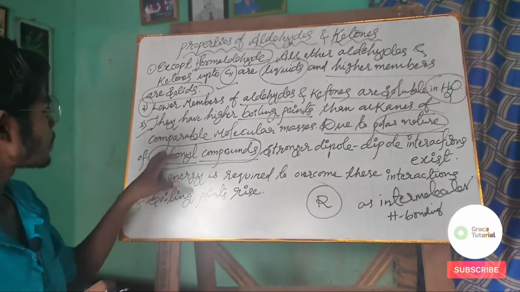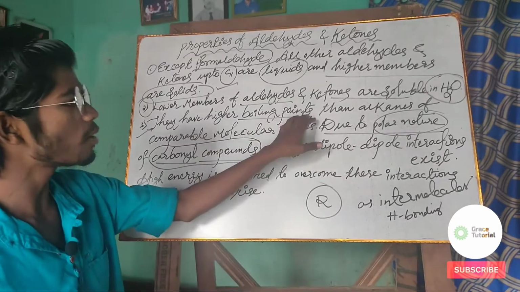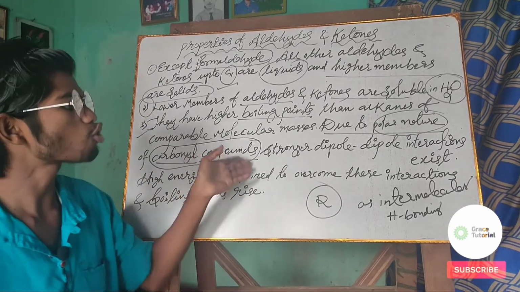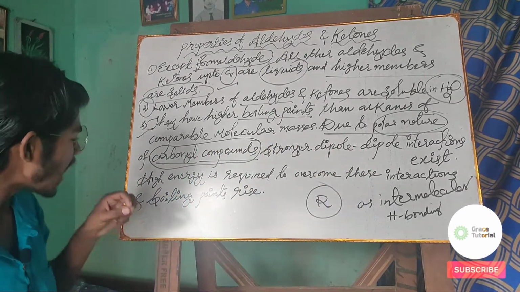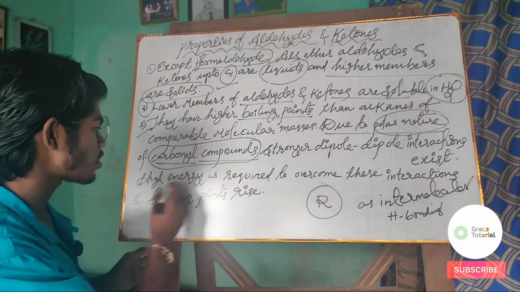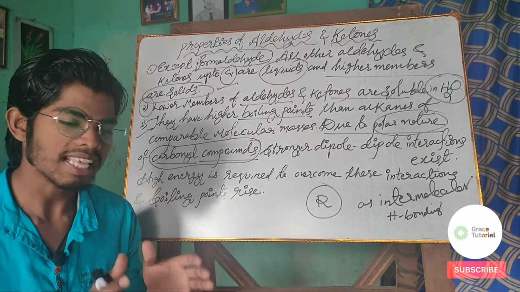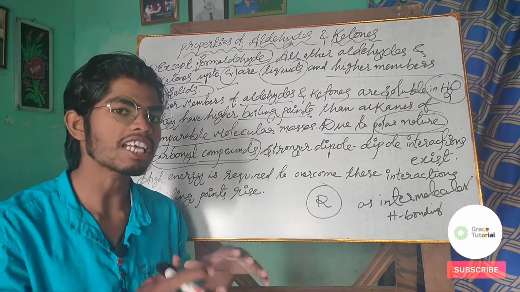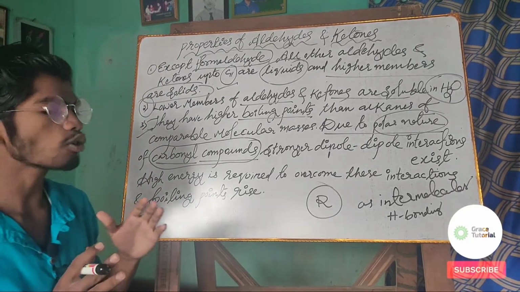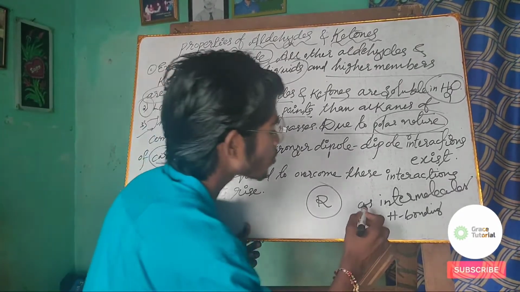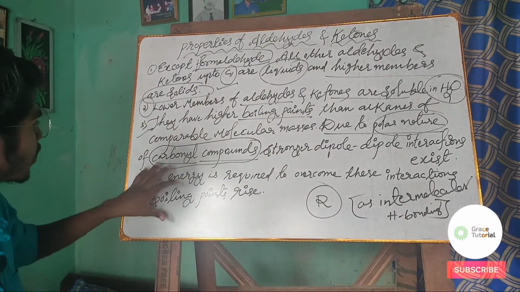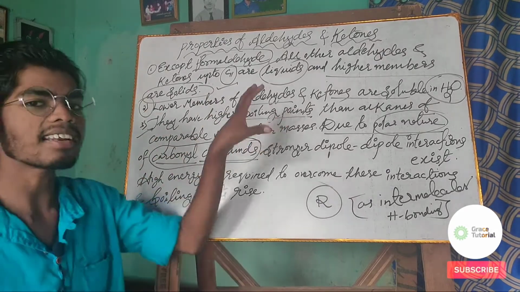Aldehydes and ketones have higher boiling points than alkanes because, due to the polar nature of carbonyl compounds, stronger dipole-dipole interaction exists, and as a result, high energy is required to overcome these interactions. That's why the boiling point rises. But the aldehydes and ketones have lower boiling points compared to the acids as well as the alcohols because the interaction is not as strong as intermolecular hydrogen bonding. This is all about the physical properties of aldehydes and ketones.